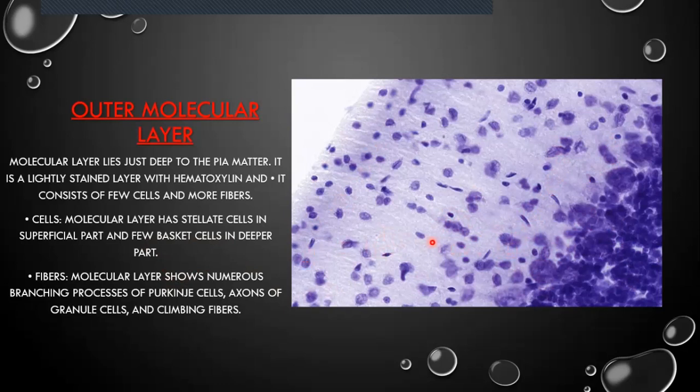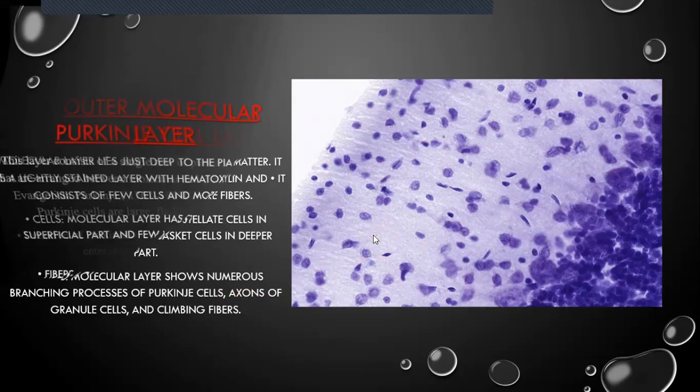Which fibers are found here? Fibers, you will find numerous dendrites of the Purkinje cells. You will also find axons of the granule cells. You will also find climbing fibers. So this, at the end of this session, we might talk about how these fibers are connected.